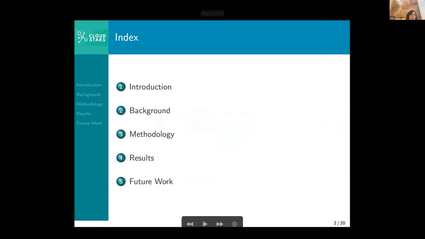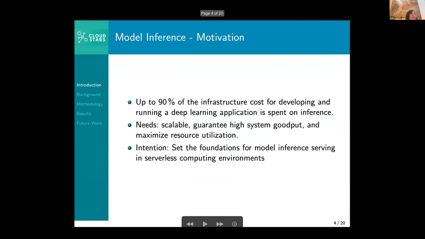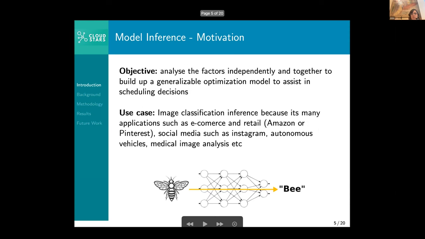The index is very straightforward. Let's start with the introduction. Up to 90% of the infrastructure cost for developing and running a deep learning application is spent on inference. And that makes the need for model inference serving systems to be scalable, to guarantee high system throughput and maximize resource utilization across units. So the intention of this work is to set the foundations for model inference serving in serverless computing environments for the dynamic allocation of resources according to the inference load request and the deadline guarantees.